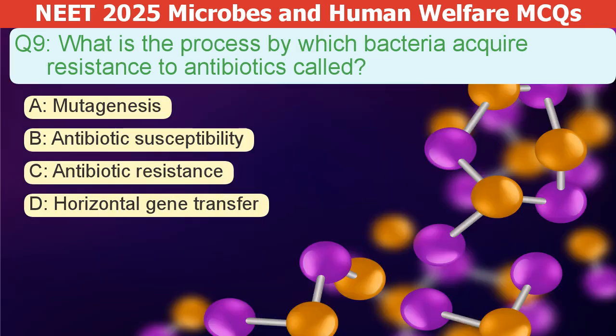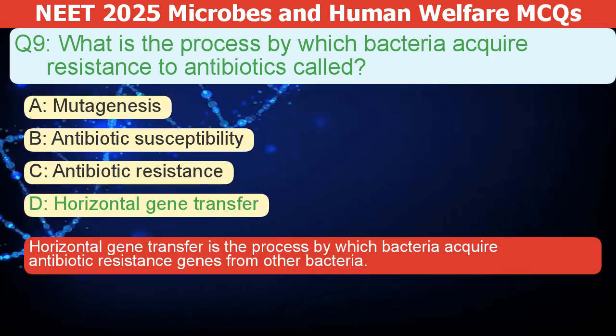What is the process by which bacteria acquire resistance to antibiotics called? A. Mutagenesis. B. Antibiotic susceptibility. C. Antibiotic resistance. D. Horizontal gene transfer. The correct answer is D. Horizontal gene transfer is the process by which bacteria acquire antibiotic resistance genes from other bacteria.